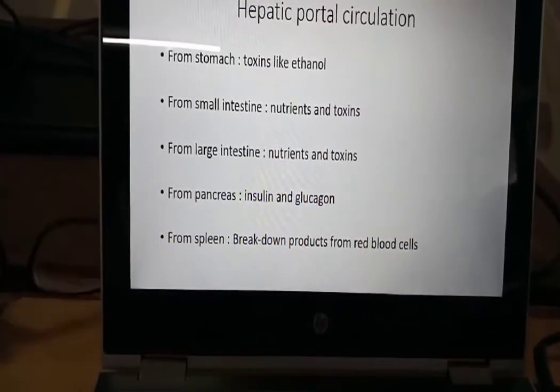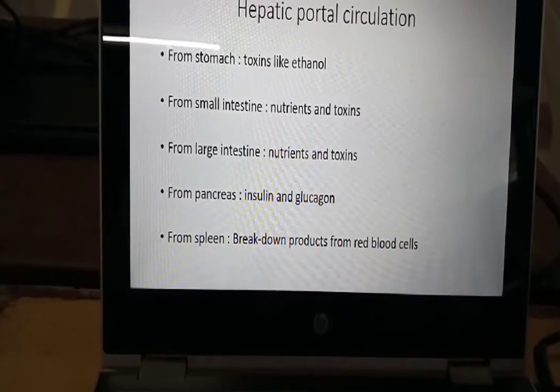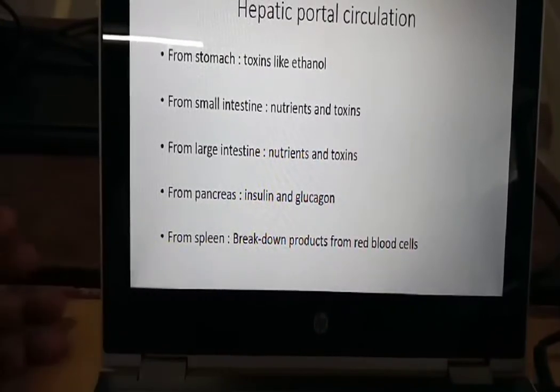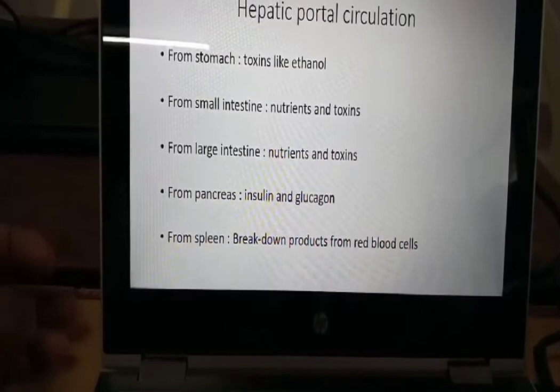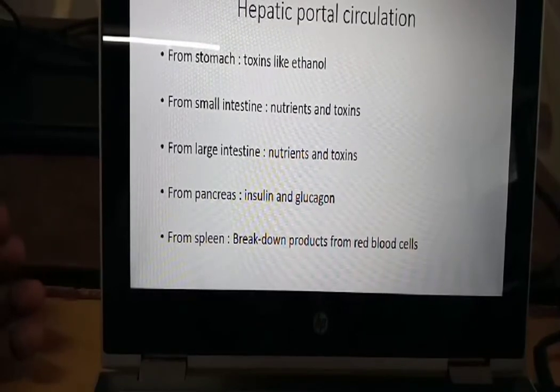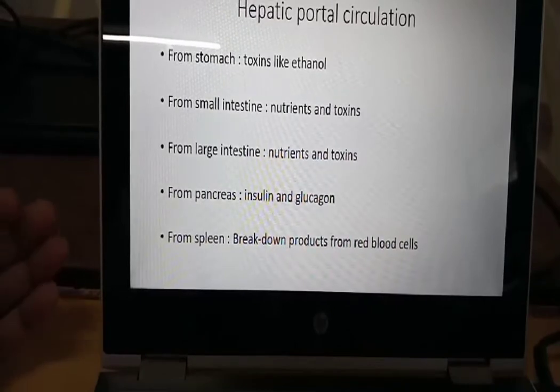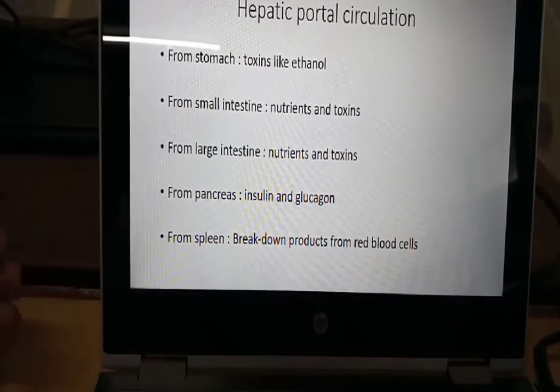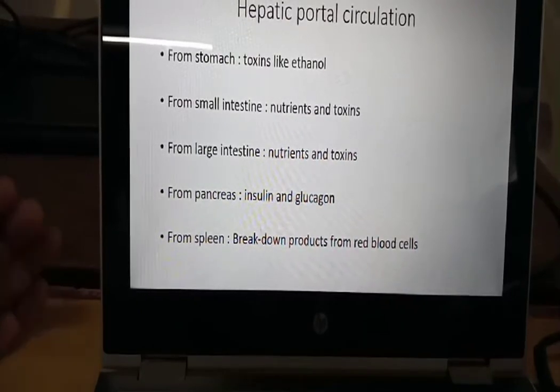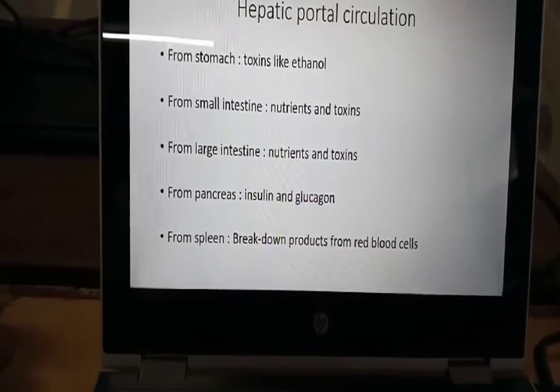Okay, so the hepatic portal circulation from the stomach will take up toxins like ethanol and all that. Ethanol is nothing but alcohol. And then nutrients and toxins are taken up by the small intestine. From the large intestine, again nutrients and toxins. From the pancreas, insulin, glucagon. From the spleen, breakdown products from the red blood cells. All flow into the hepatic portal circulation.